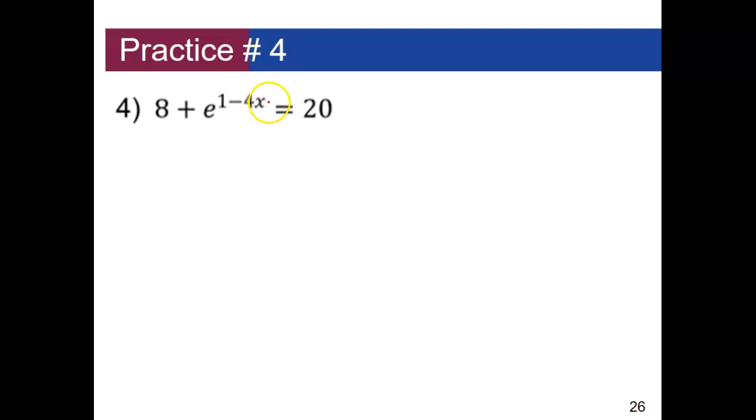Okay, looking at the next one, this is my exponential function that I want to isolate. So the first thing I'm going to do is subtract 8 from both sides. Now I have it isolated, so I need to cancel this e by doing the natural log.